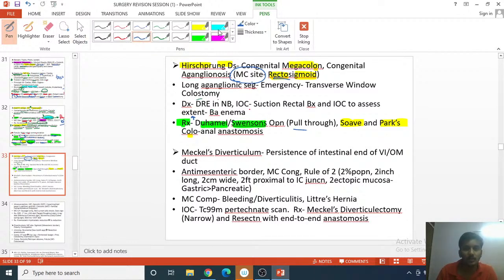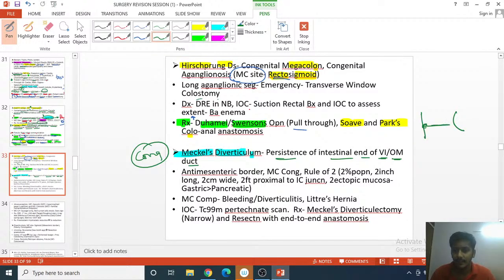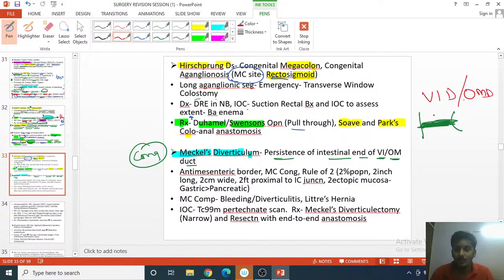Now talking about the more common question, Meckel's diverticulum. There are two or three things worth remembering. Meckel's diverticulum is a type of congenital diverticulum, first thing. Second, it is due to persistence of the intestinal end of the vitello-intestinal or omphalomesenteric duct. Remember vitello-intestinal. It is the duct which connects the intestine to the umbilicus. This duct is present in antenatal life, known as the vitello-intestinal duct or omphalomesenteric duct. It normally gets obliterated after delivery, but if it persists or is patent, it can lead to Meckel's diverticulum.